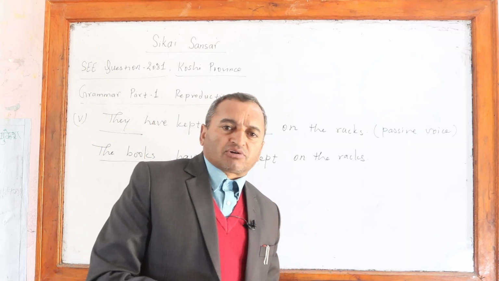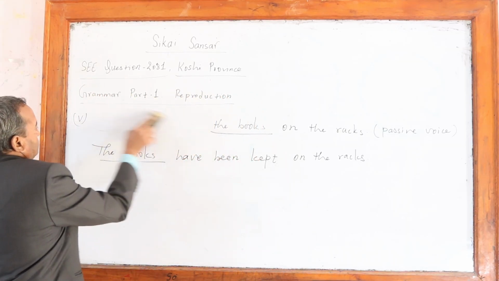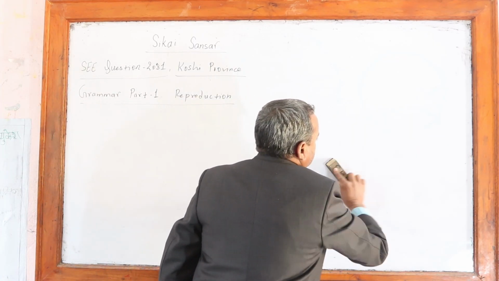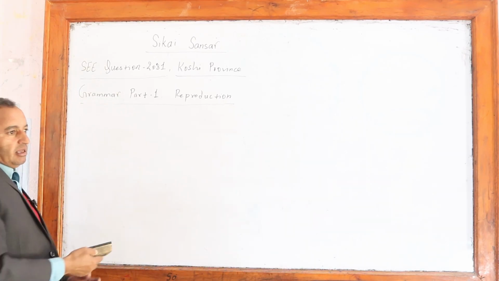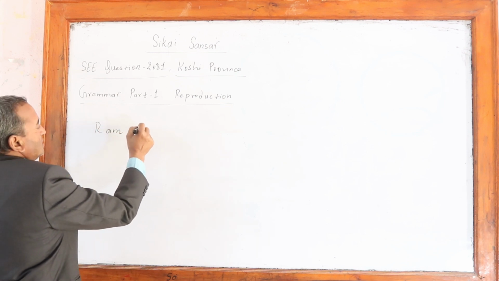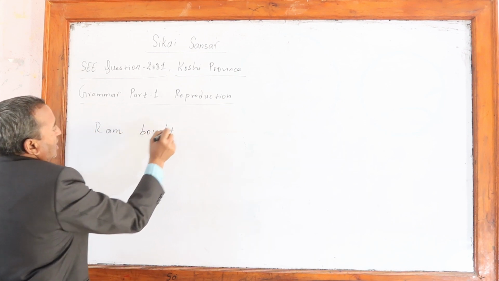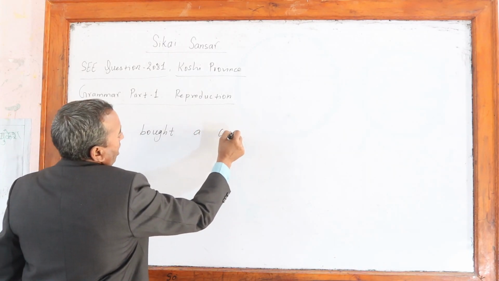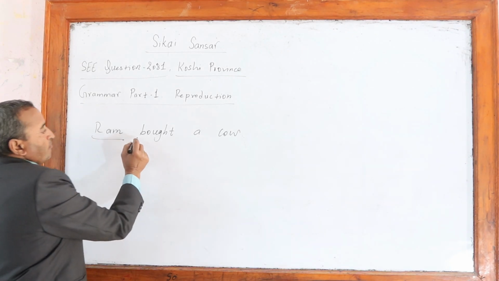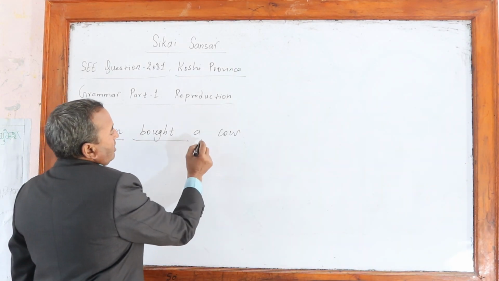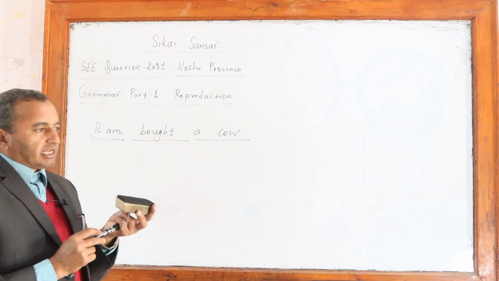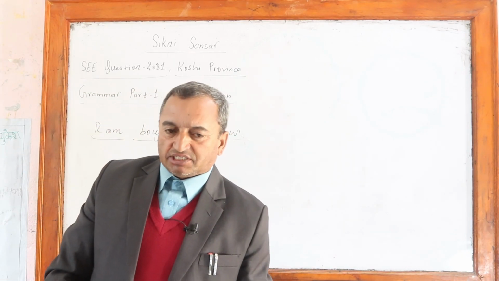Let's take one more example about this very thing. Look. There are different rules about the tense-based form in voice. Let's make another one. Ram bought a cow. Ram is the subject, "bought" is the V2 form and main verb, and a cow is the object. What type of tense is here? It is the simple past tense.